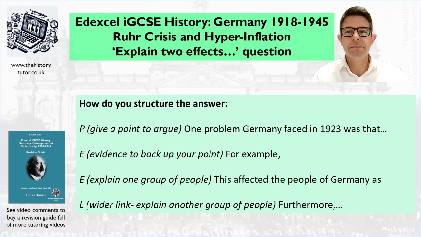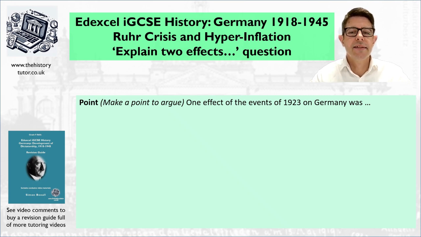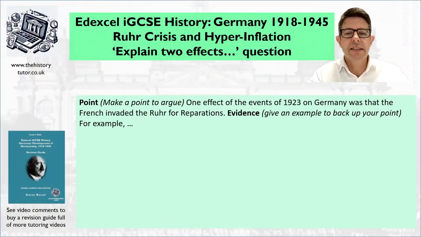So let's give this a go. You make a point now in your revision guide. So one effect of the events of 1923 on Germany was, over to you, write your first sentence. Okay, so here's what I've said. One effect of the events of 1923 on Germany was that the French invaded the Ruhr for reparations.